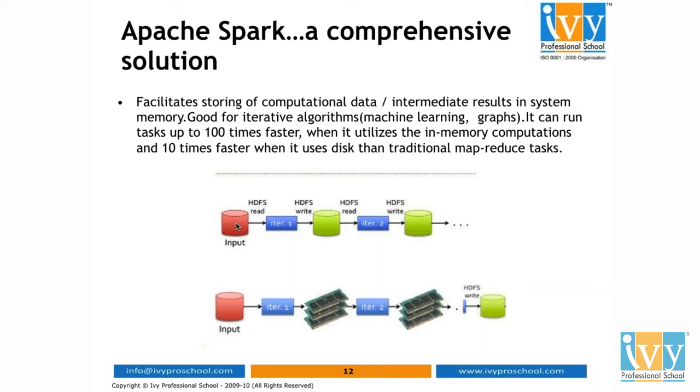Till now, people who already know MapReduce know that they take the input, read from HDFS, then write the output to HDFS. Again, they have to read from HDFS. So all of this is stored on disk, right? If you want to do iterative processing, iterating over data again and again, this will be very slow, right?